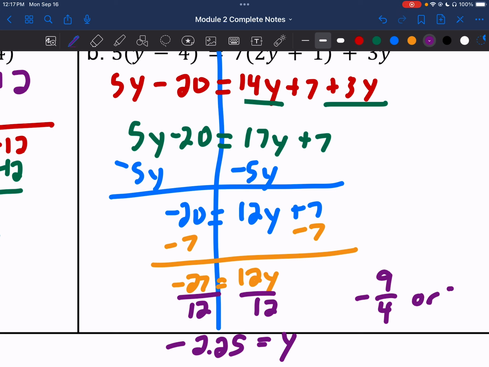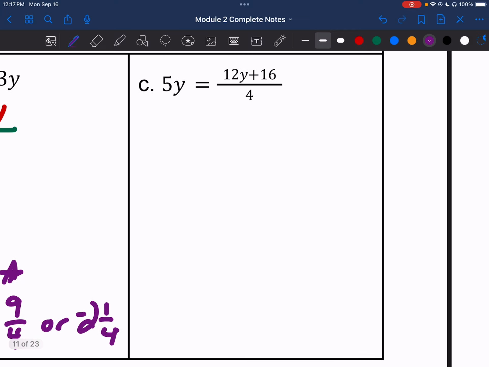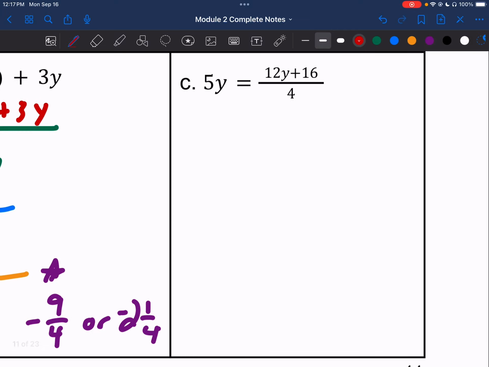Or negative 2 1/4. I would prefer this or this over the mixed number. I would prefer the improper fraction or the decimal approximation over the mixed number, just because I don't like mixed numbers. And really, the only time you should be giving decimals is if they're terminating decimals, meaning they end. So negative 2.25 is a terminating decimal. If it's repeating decimals, I would rather you give me the fraction because that is a more accurate answer than rounding a repeating decimal. All right.